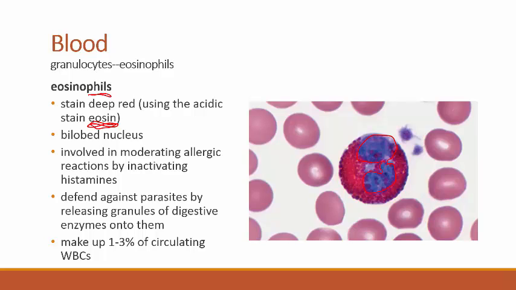They also defend against parasites. So if a parasite is found in the body, they will cozy up to that parasite and then release the granules of digestive enzymes, and the enzymes will then take out the parasite, hopefully. Now, many parasites defend themselves against this, but that's the goal. They make up only a small part of circulating white blood cells, somewhere between 1 and 3% in a healthy person.